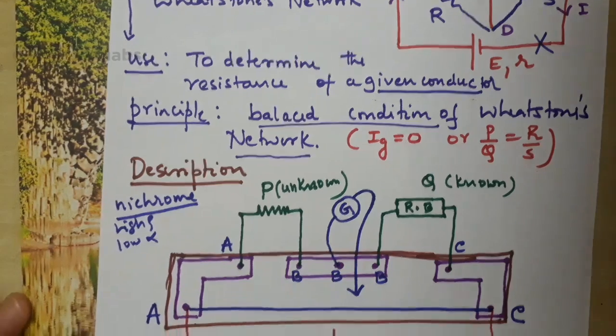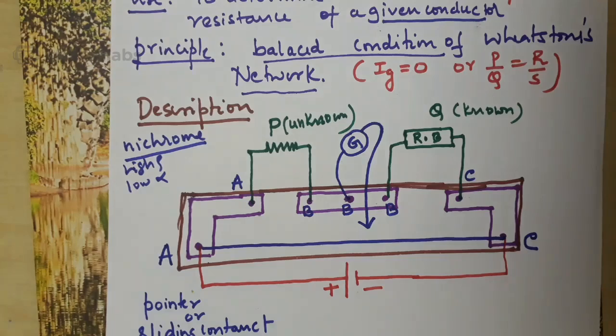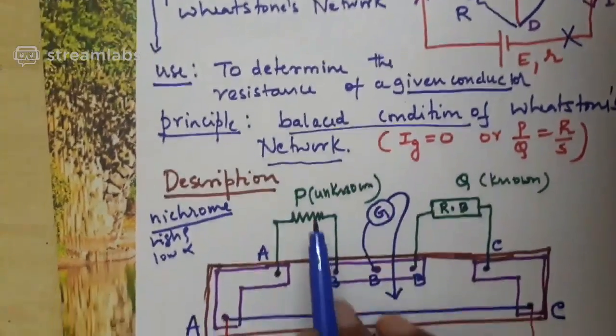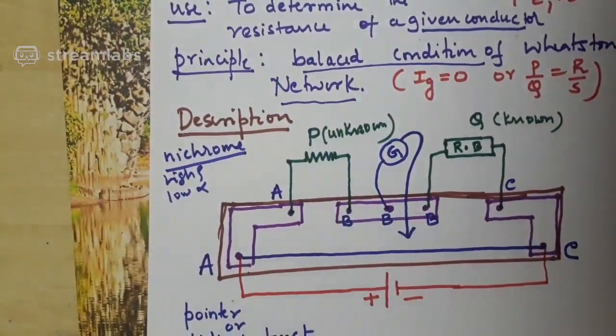We just did the connections, right? Now you have to perform an experiment. What is the aim of the experiment? To determine the resistance of a given conductor. That is taken as P here, which is not known to us. Okay. Now let us go through the experiment.